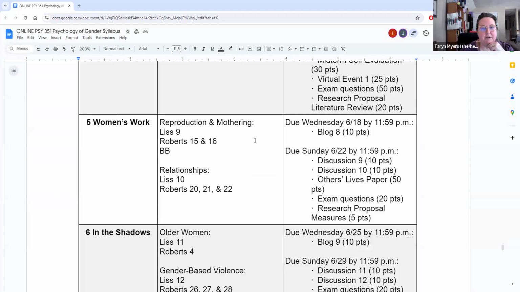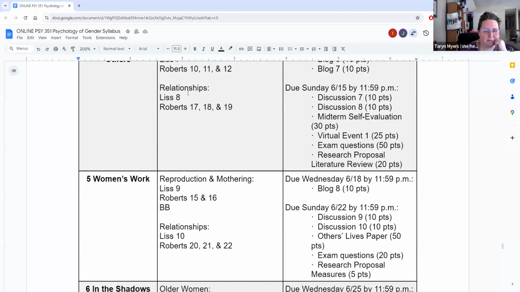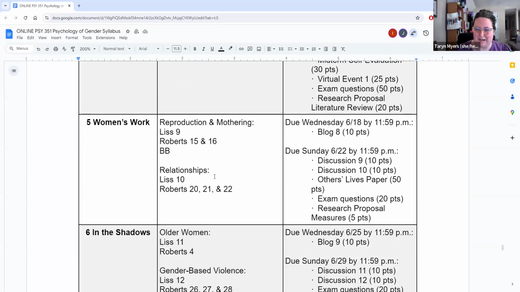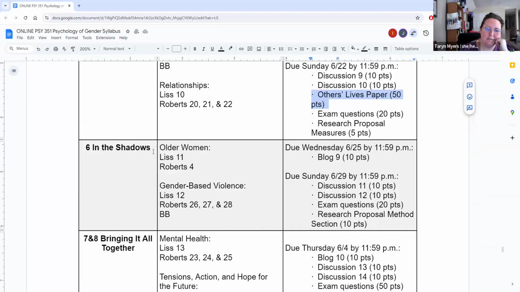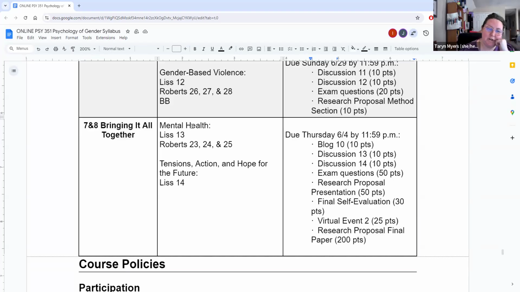And then in module 5, we'll have reproduction and mothering and relationships. And I'm realizing this can't be right. I'll look up what chapter 8 versus chapter 10 is if I put the right topic there. Apologies that is incorrect. So that's when your others live paper is due as well. So as I said, a little bit after midterm time. And then we'll talk about older women and gender-based violence. And we'll talk about mental health and thoughts for the future at the very, very end.